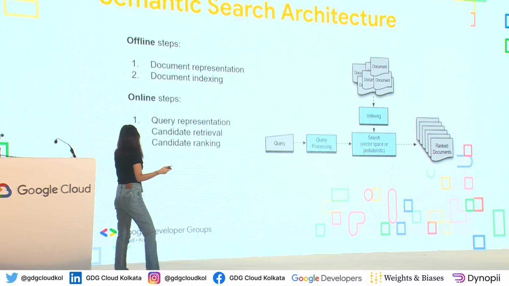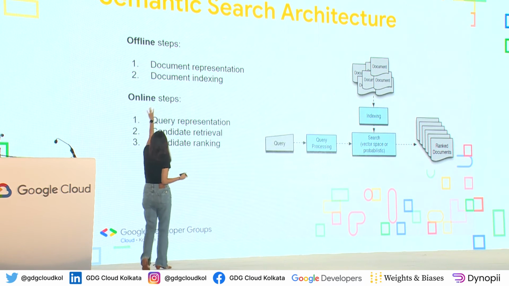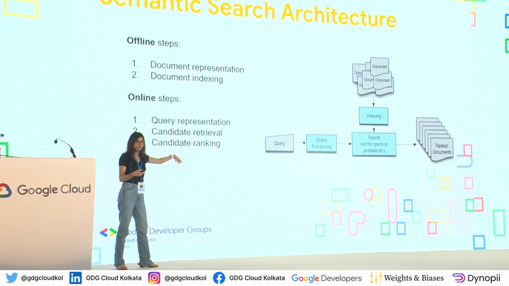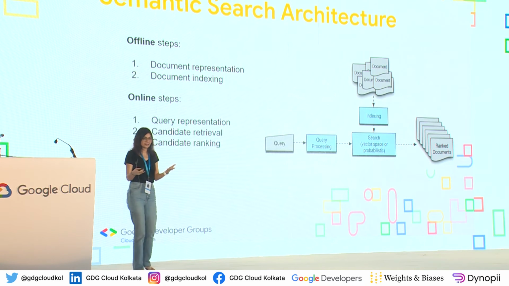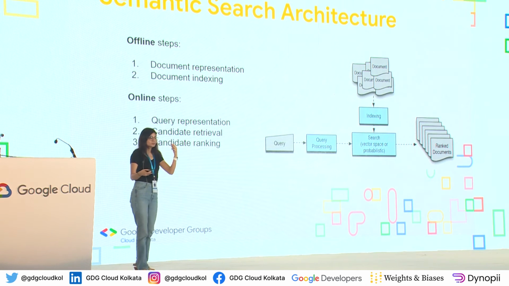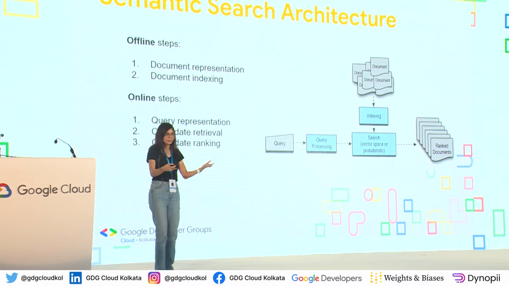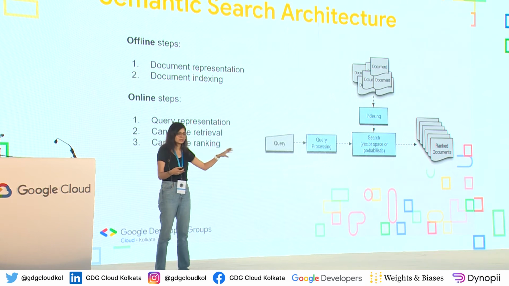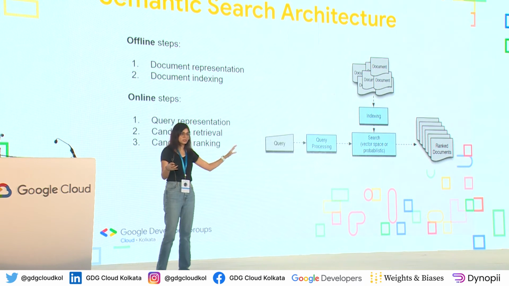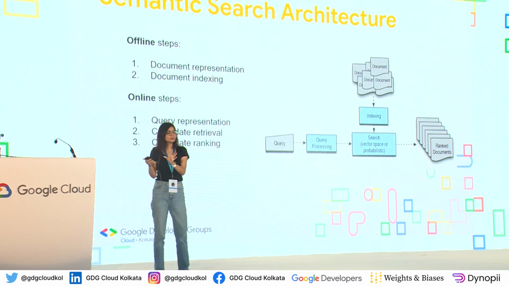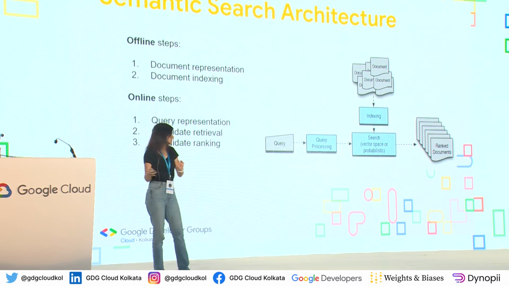There are online steps. Now, this happens every time, or in the machine learning world, we call it inference time. For example, now I've built my search engine and my data is indexed. Now when I type a query, my query needs to be represented similar to my document vectors. There has to be the same representation for my document or knowledge base vectors, and the same way my query has to be represented.